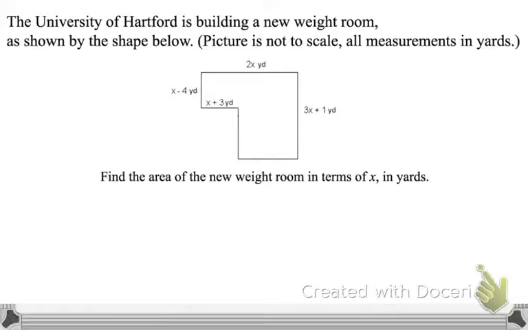Okay, so let's take a look at this one. The problem reads, the University of Hartford is building a new weight room, as shown in the shape below. Picture is not to scale, all measurements are in yards. Okay, so here's the deal. This is an irregular shape, and I'm sure in geometry you dealt with stuff like this before.